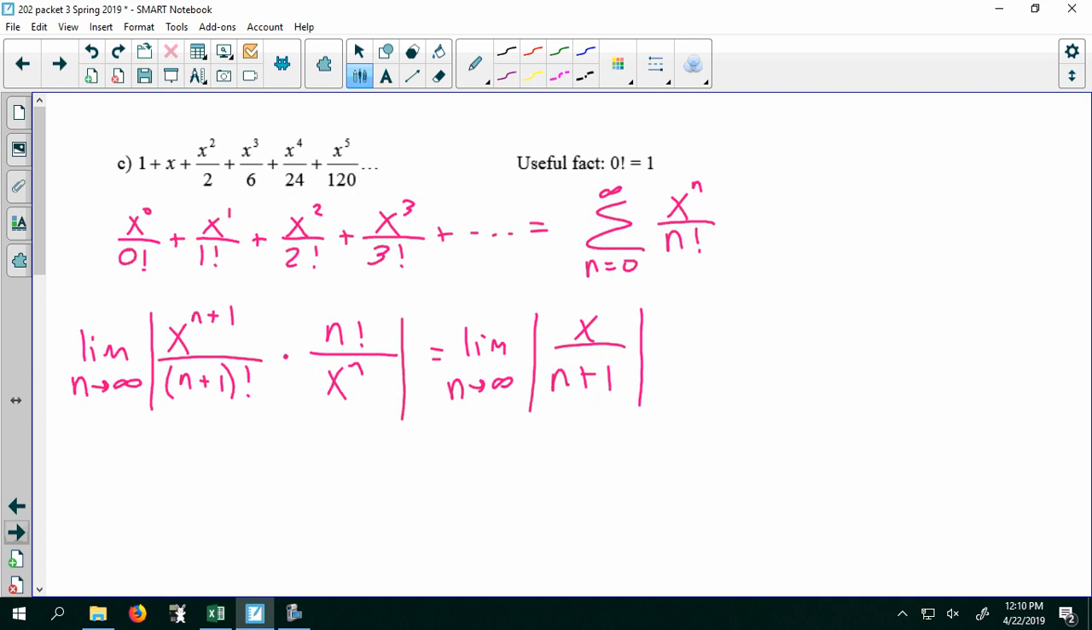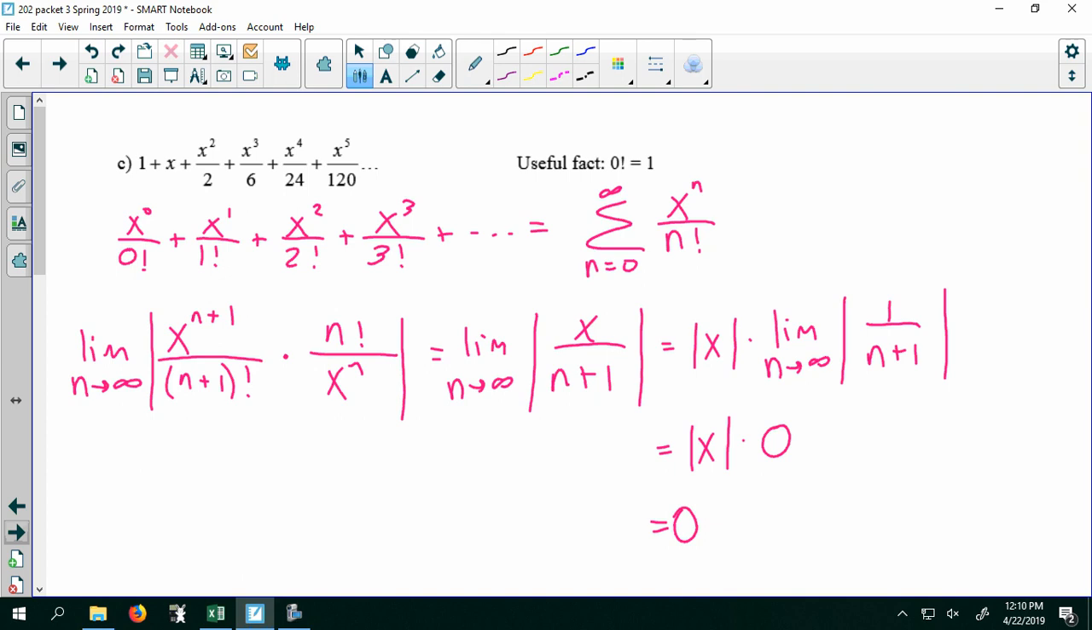I can take the x out of my limit. So this is the absolute value of x times the limit as n goes to infinity of 1 over n plus 1. And this is the absolute value of x times 0, which is 0. Now, in order to get convergence, this limit has to be less than 1. So I have to decide what values of x make this limit less than 1. And the limit is 0 no matter what x is, right? That's always less than 1.